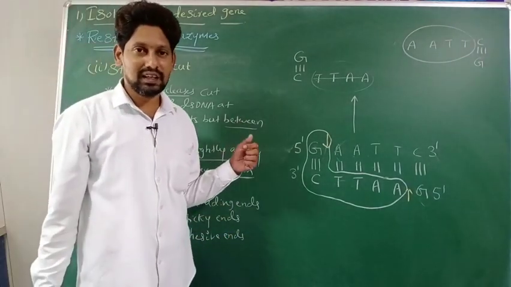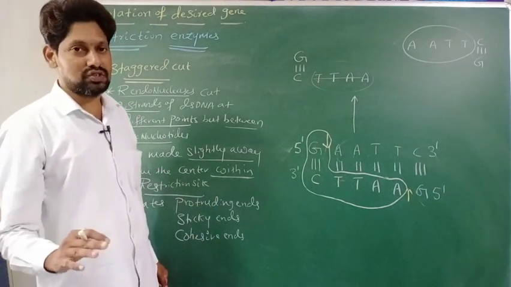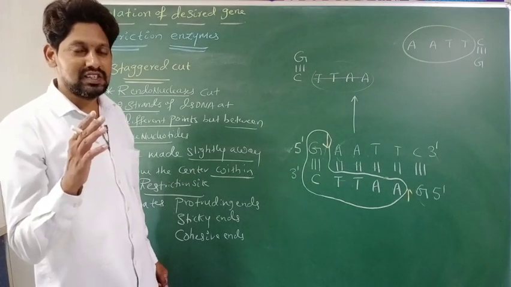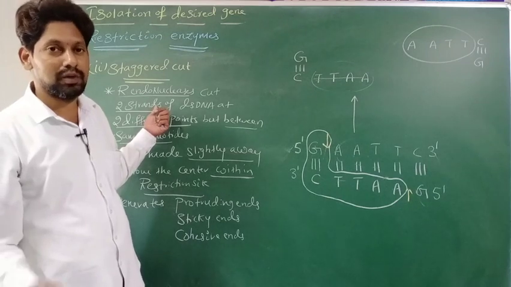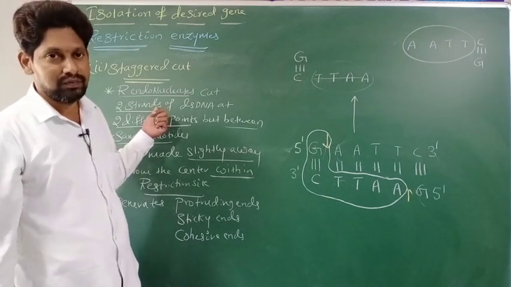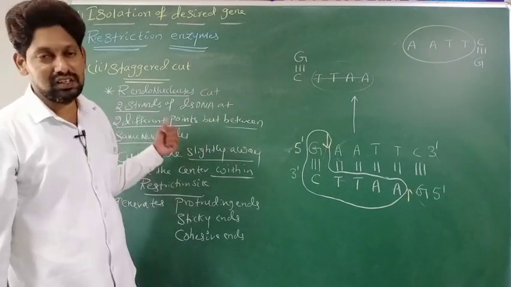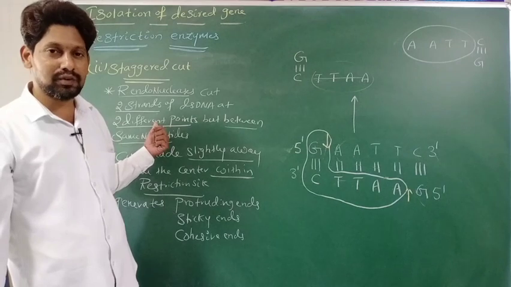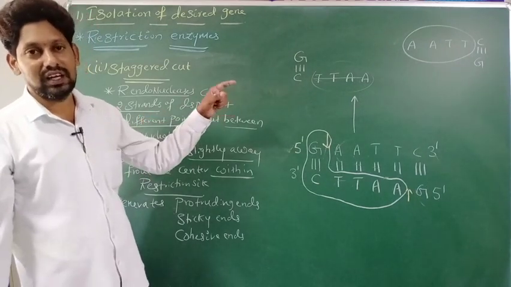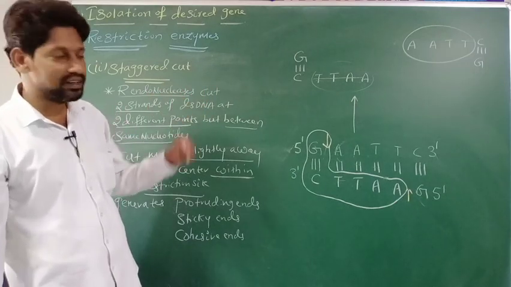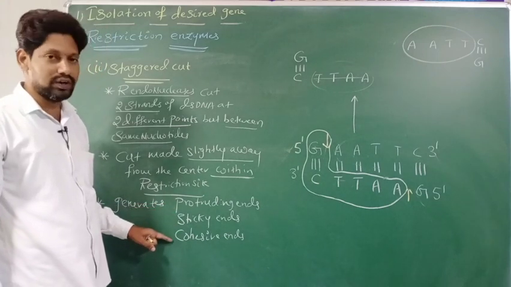Right? Therefore, even cut and staggered cut. Even cut cuts two strands at the same point. Staggered cut cuts two strands at two different points but between the same nucleotides. In even cut, the cut is made in the center of the restriction site. In staggered cut, the cut is made slightly away from the center of the restriction site. Even cut generates blunt ends or flush ends, whereas staggered cut generates protruding ends, or sticky ends, or cohesive ends.